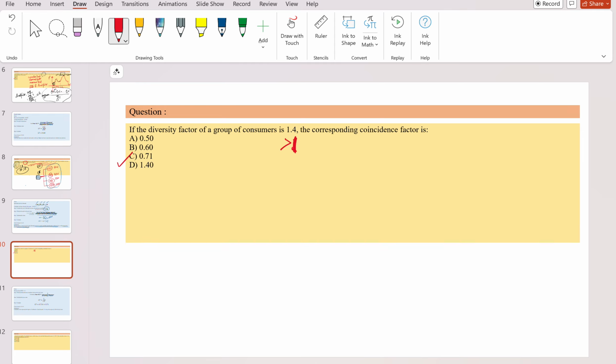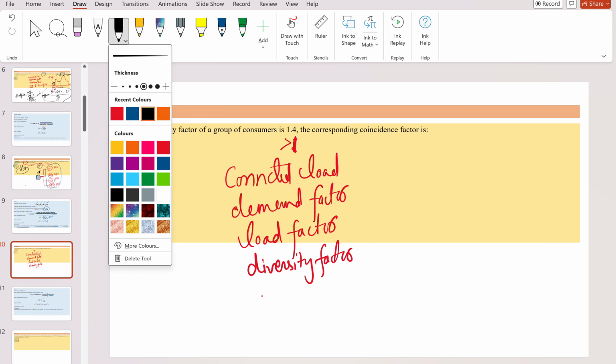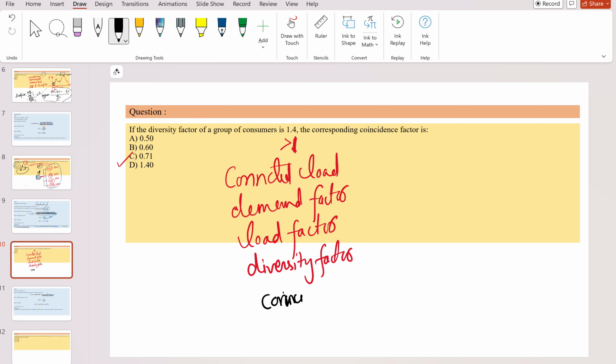Okay, see, that's true. So, what we have already understood: what is the connected load? What is the demand factor? We have seen the load factor of a particular house. Then in the last question we have seen the diversity factor. Now there is a new term, which is called the coincidence factor.